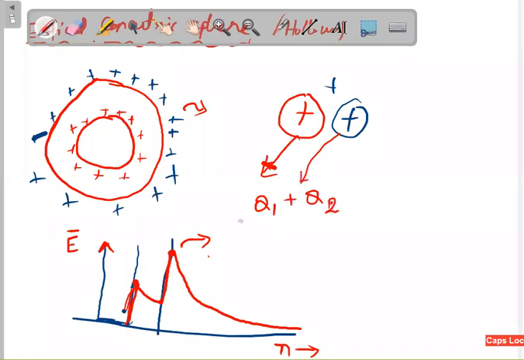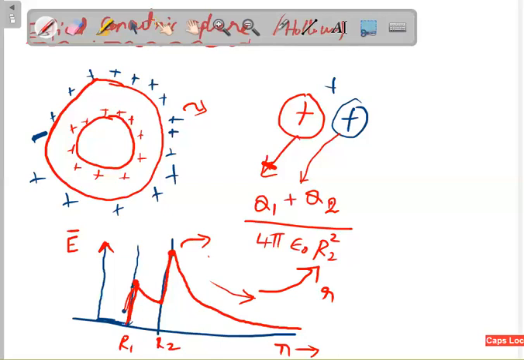Q1 and Q2 divided by 4 pi epsilon naught R2 squared, where R2 is the second radius and R1 is the radius of the first circle. Exactly at this place, the field is Q1 plus Q2 divided by 4 pi epsilon naught R2 square. If you go further, you have to replace this with small r. Small r can be anything in between this value. This is the idea.